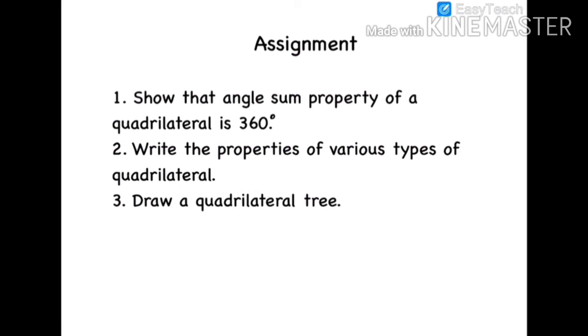Your assignment for today is to show that the angle sum property of a quadrilateral is 360 degrees. Then write the properties of various types of quadrilaterals. You can write this in a tabular form so that you can compare the properties and it's easy to memorize. And then you can draw a quadrilateral tree. All this is to be done neatly in your notebook.